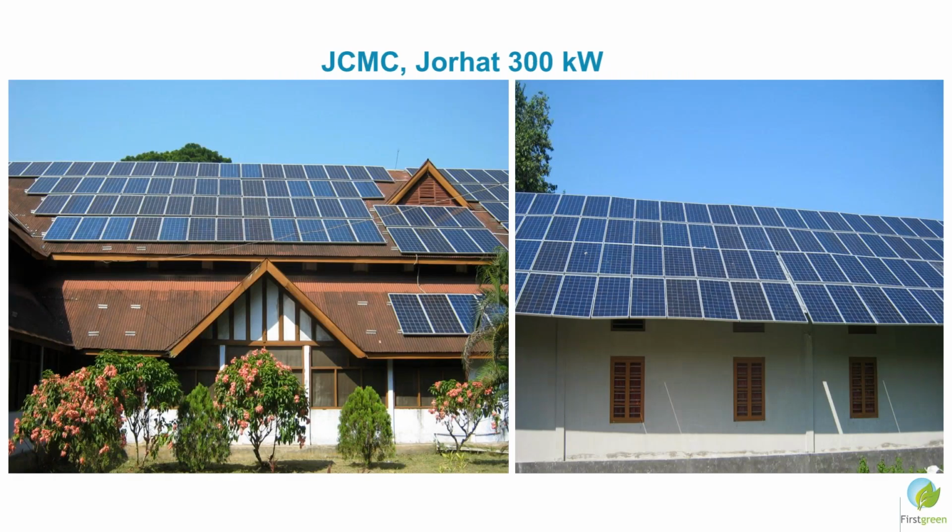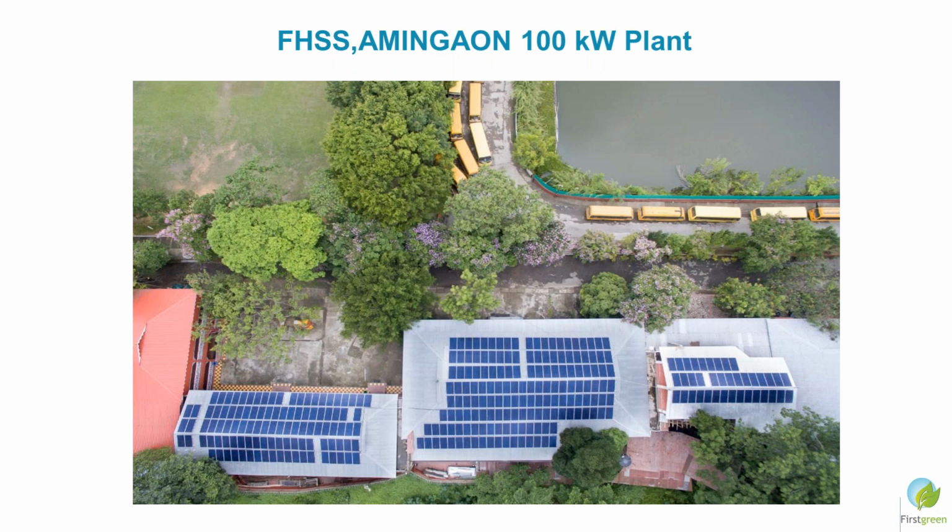It is a project done in Jorhat. It's on a slant roof, and you can see the roof is a little older, but the installation has a very, very favorable slope for south, and the project is performing pretty well. Some more examples. This is another 100 kilowatt project on a faculty school.